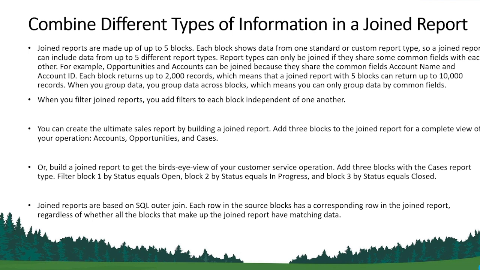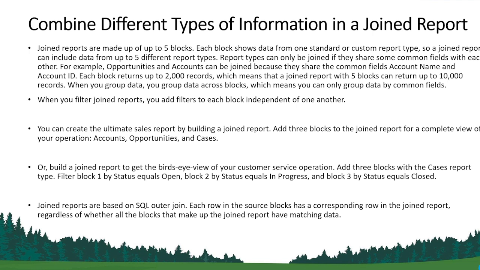Then I am combining different types of information in a joined report. When I'm talking about the joined report, I have 5 different blocks. Every block is either a custom report type block or a standard report type block. A joined report can include 5 different report types. Report types can be joined if they share some common fields with each other.